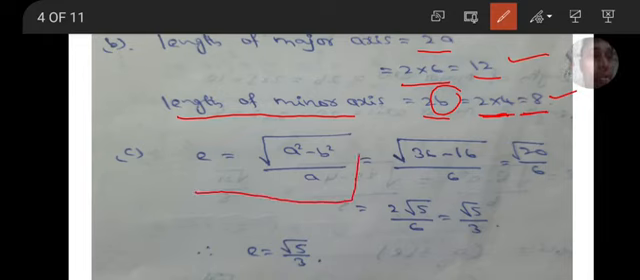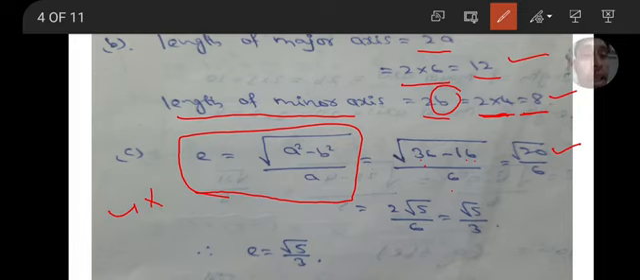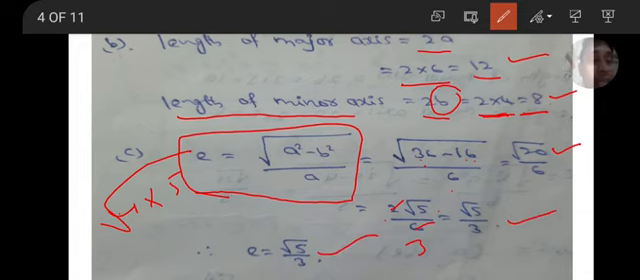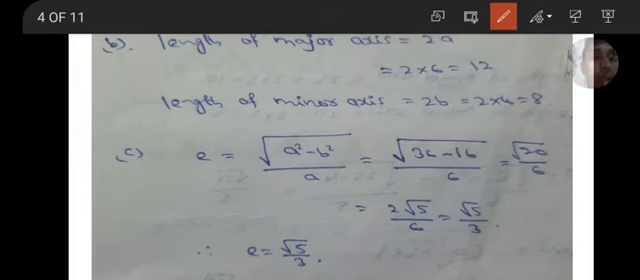What is the eccentricity? e equal to square root of a square minus b square, divided by a. a means 6, b means 4. So square root of 36 minus 16, by 6. 36 minus 16 means 20, that is root 20 by 6. Root 20 means root of 4 into 5, and root 4 means 2. So 2 root 5 by 6, 2 ones are 2, 2 threes are 6, so root 5 by 3. The eccentricity value is root 5 by 3.